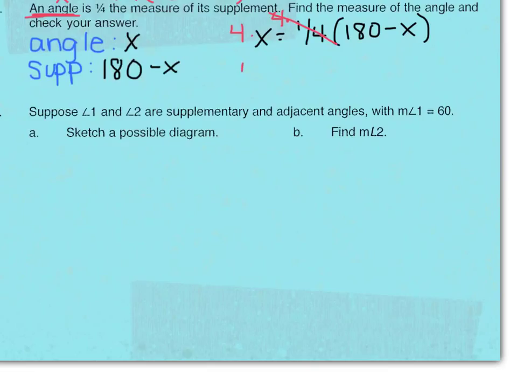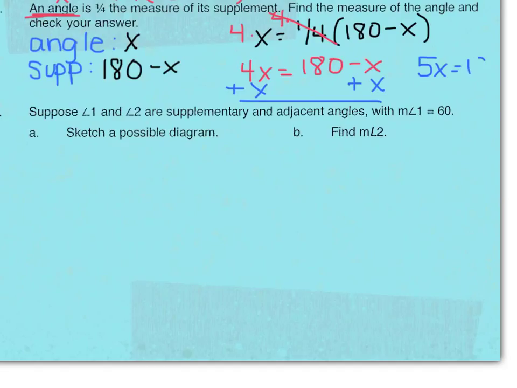So now I have 4x equals 180 minus x. And that, I think, Keegan, is where you were getting 4x from. Okay? If the angle is 1/4 of the supplement, then the supplement is 4 times the angle. How would I solve from here? I was going to say add x. That's what I would do. Yeah. Let's add x to each side. So now I end up with 5x equals 180.